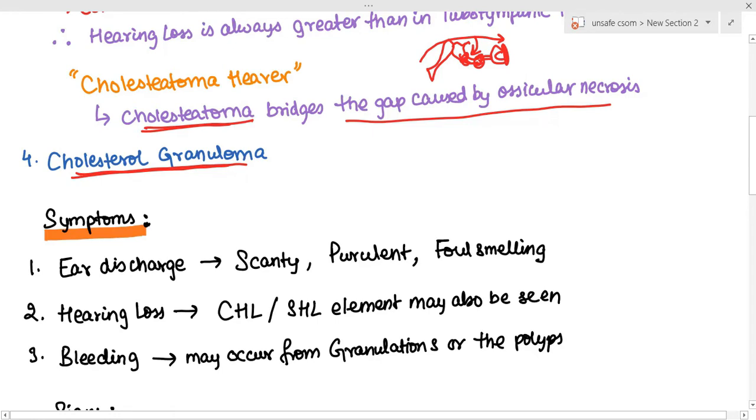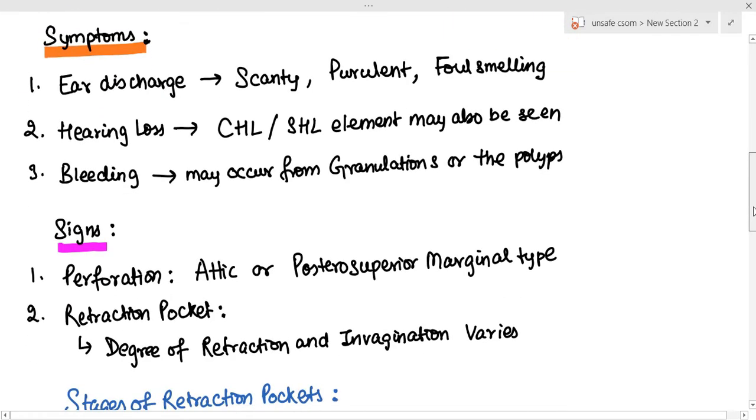Okay, so what are the symptoms that you see in a patient of unsafe CSOM? Okay, first one, ear discharge. In contrast to the safe CSOM, there is scanty discharge, and it is purulent in nature and foul smelling due to bone erosion. Okay, remember that. Bone erosion. Okay, and then there is hearing loss for sure. It is mainly conductive hearing loss, but there can be an element of sensory hearing loss as well.